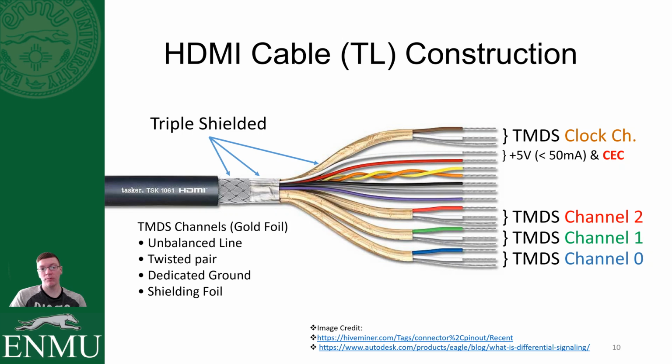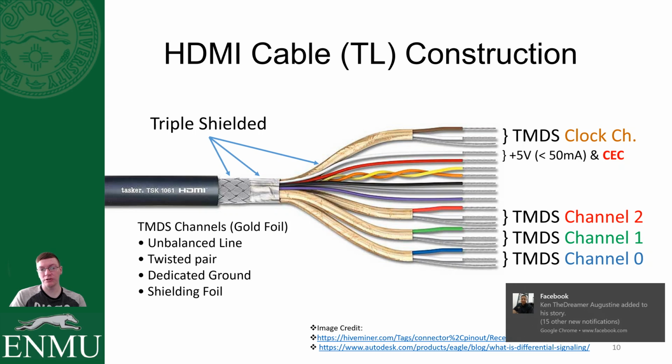So the HDMI cable actually does send out a 5 volts DC constant signal level, and then one of these other wires is a return for that level.